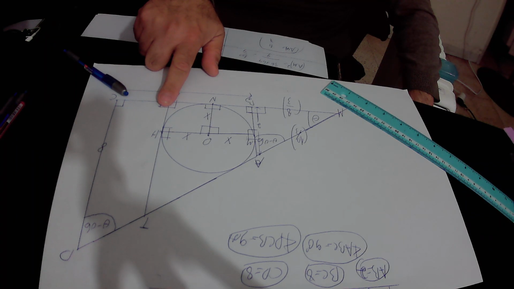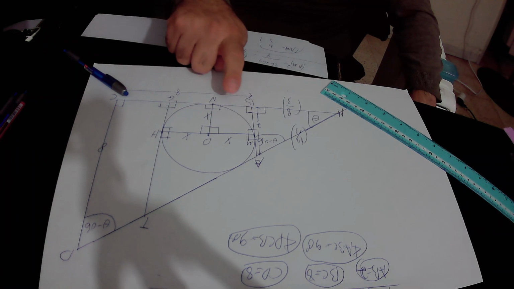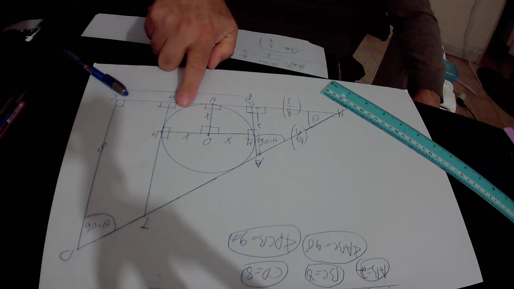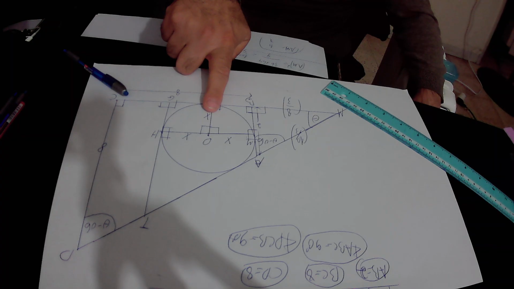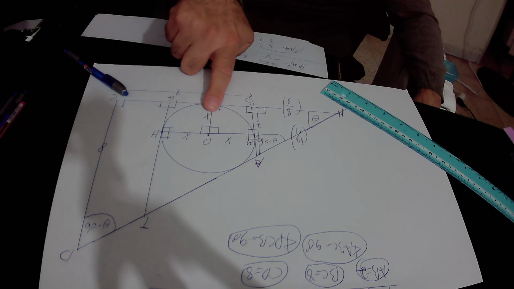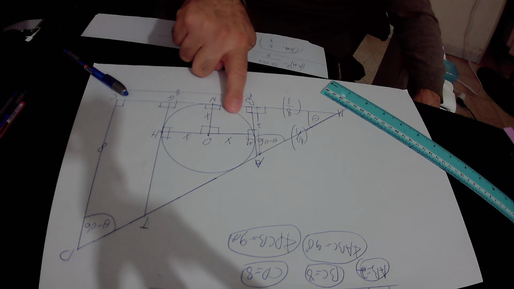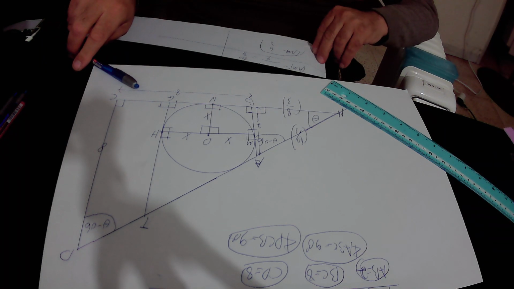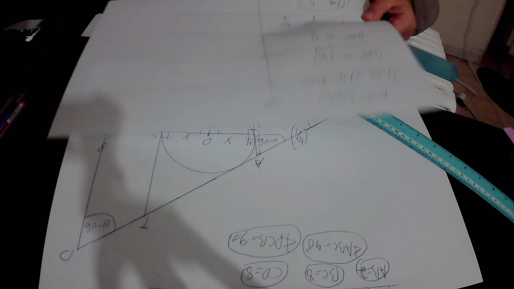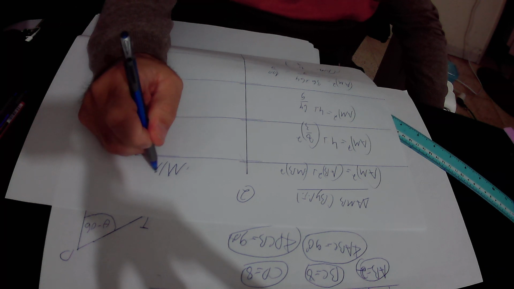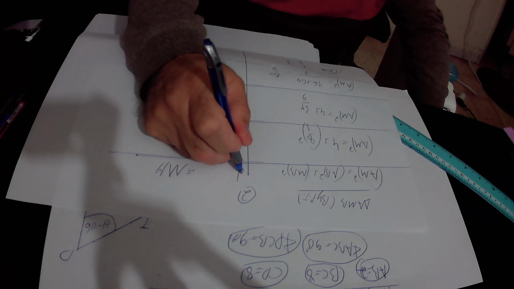But MH touches the circle at points H and M, and therefore MH is a chord. MH is a chord that passes through point O, that is the center of the circle. Any chord that passes through the center of the circle must be the diameter of the circle. Therefore, MH is the diameter of the circle. So I write it down. We found out that line segment MH is the diameter of the circle.